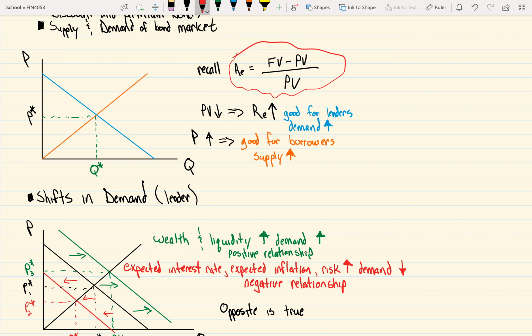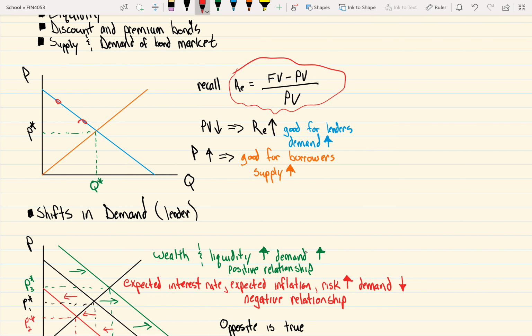And on the flip side of that, for suppliers, or for borrowers, or supply, as price goes up, firms obviously can get more money, and so they want to issue more bonds, all things else being equal. So this is all movements along the line. And now we move to shifts. So this is different. A movement would just be from here to here to here, or here to here to here.